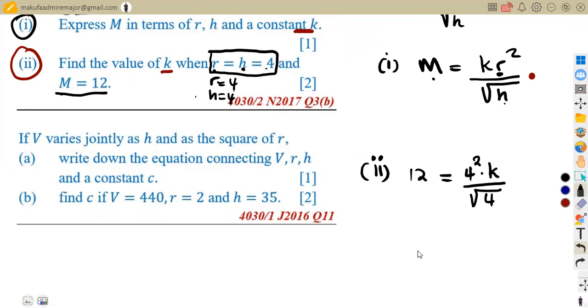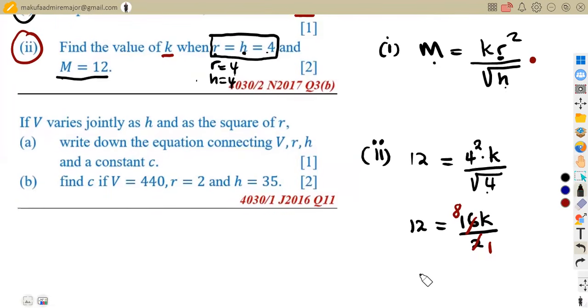So we are going to solve for K. It's an equation now. So 12 is equal to 4 squared, that's 16, times K over the square root of 4, which is a 2. We can divide 2 into 16, which is 8. So we are now left with 12 being equal to 8K.